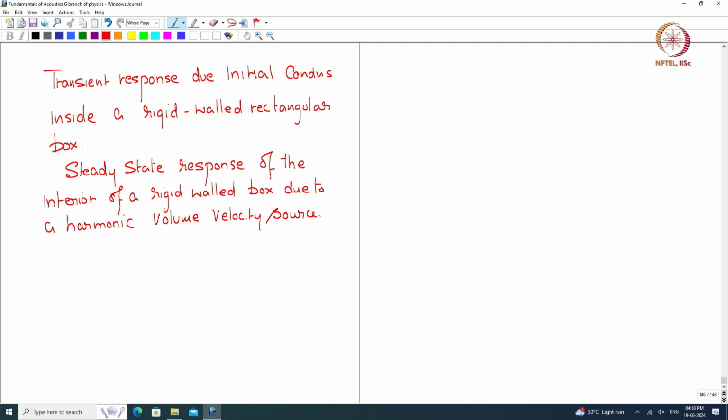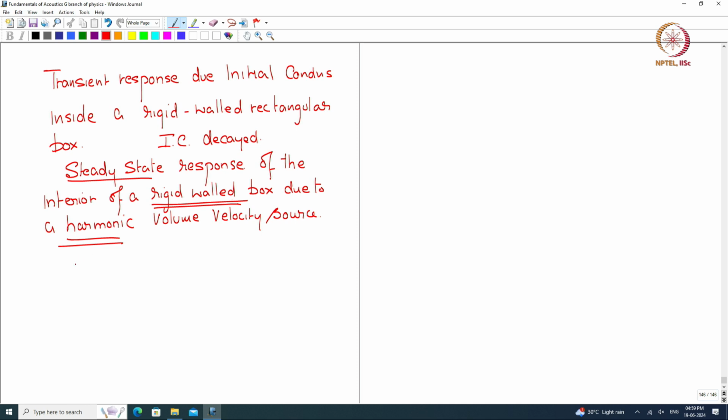Okay. So once harmonic comes, we are talking of the Helmholtz equation. And once steady state comes, that means we are not interested in the initial condition response, it has decayed. And as far as boundary conditions are concerned, the walls are rigid. So we know the mode shapes from the previous lecture.